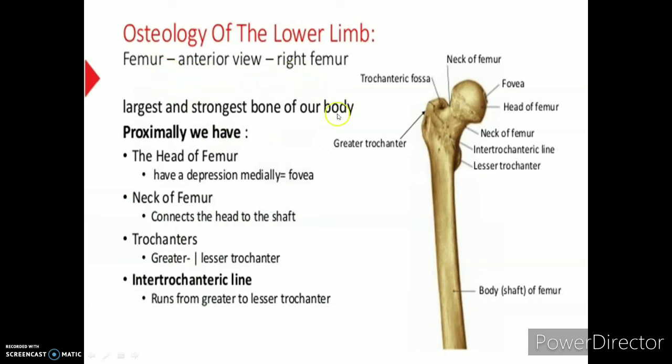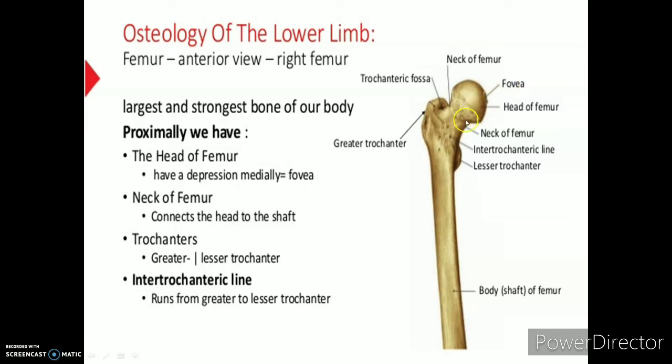So this is the anterior view of the femur. It is the largest and the strongest bone of our body. Proximally we have the head of the femur. This is your head. Head of the femur. Here you can find one depressed area. This is known as the fovea.